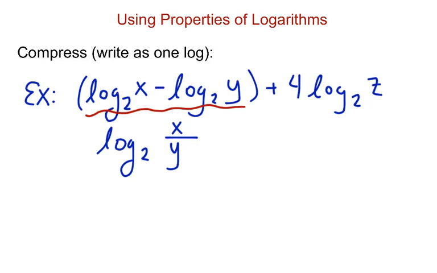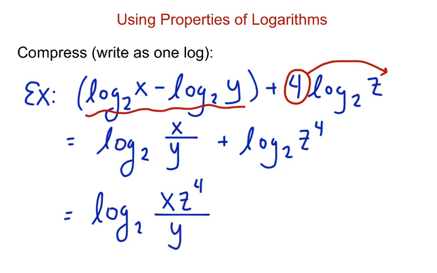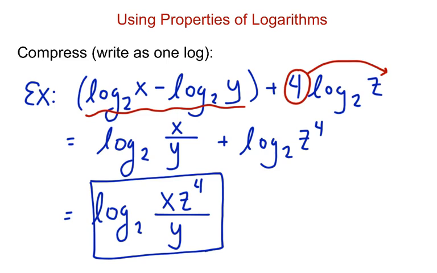And then moving on to the next piece, let's go ahead and grab this 4 out front and push it back up top as a power. So that would be z to the 4th there. And to finish this one off, I have two logs being added, so I'll change it to one log where the quantities are being multiplied. x z to the 4th becomes the product up top, and we're still dividing by y. So that's just a review of some of the properties related to logarithms.